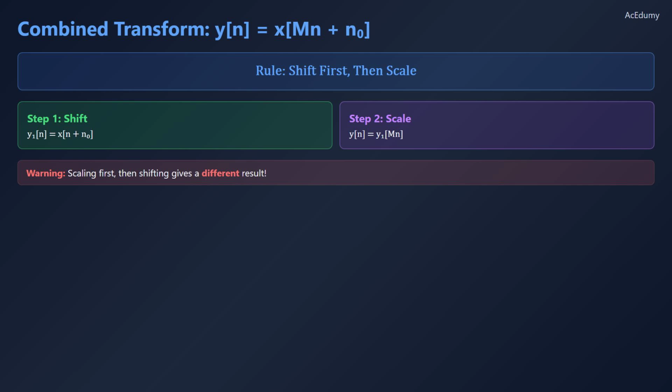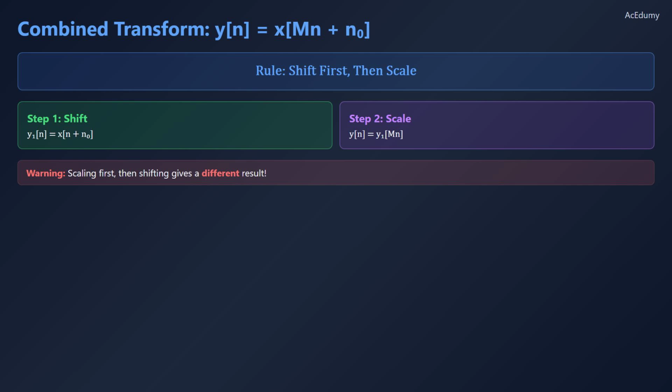In the previous two lessons, we learned shifting, scaling, and reversal for discrete time signals separately. Now we combine them. Given y[n] = x[mn + n0], how do we draw this? The key rule is shift first, then scale.